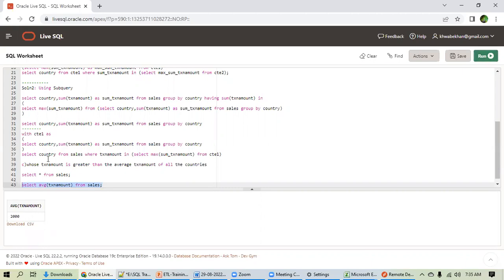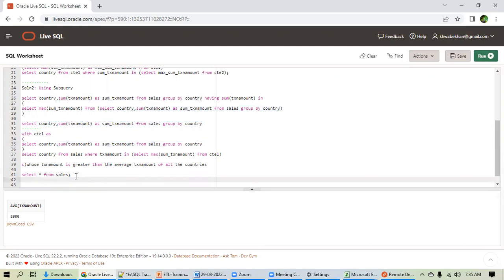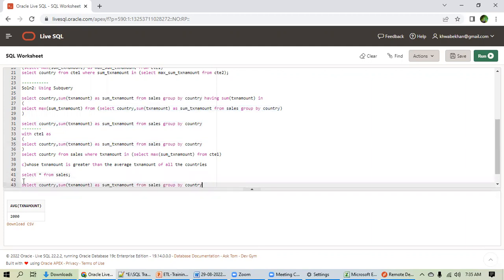Okay. Now what next? You got the average transaction amount. Then in the outer query, we can select the country or whatever the question asks. First of all, you have to find the sum of transaction amount, right? First step, same thing.